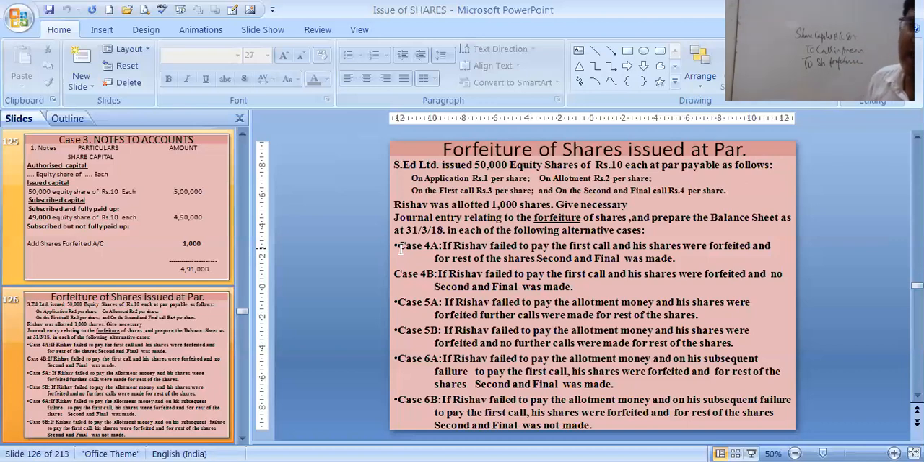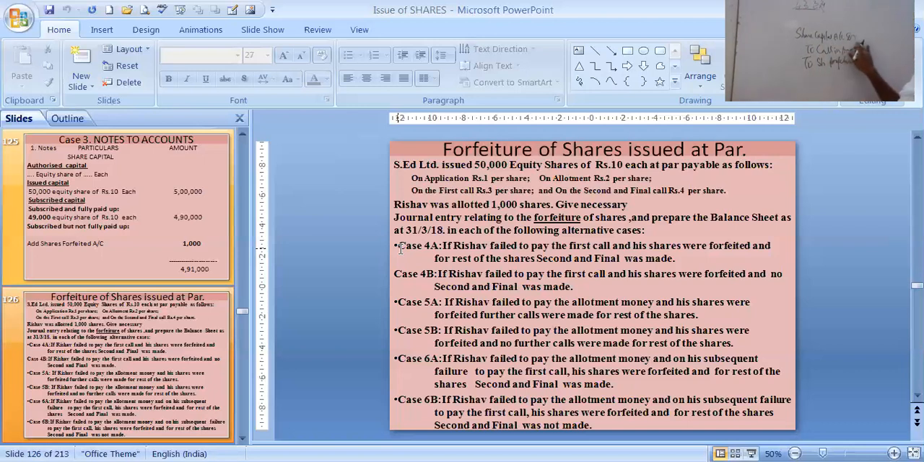First case, case 4A: Rishabh failed to pay the first call and his shares were forfeited. First call amount is 3 rupees. Remember the amounts were 1 rupee, 2 rupees, 3 rupees and 4 rupees: application, allotment, first call and second call. He has not paid the first call. How much has the company called from him? Only first 3, not the fourth one, not the second call. 1 plus 2 plus 3, that means 6 rupees is called by the company from Rishabh.